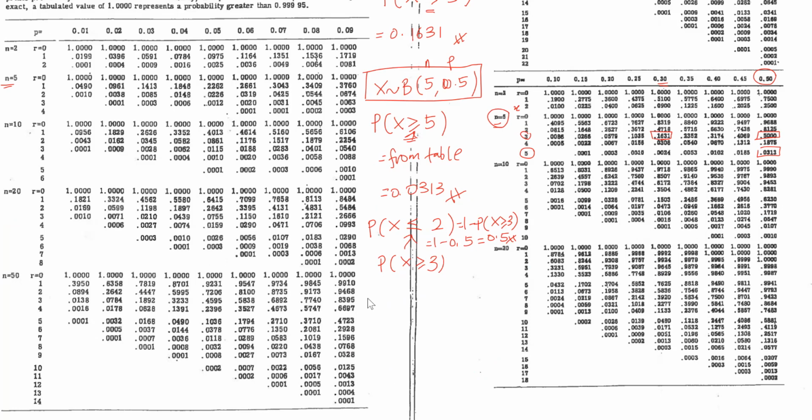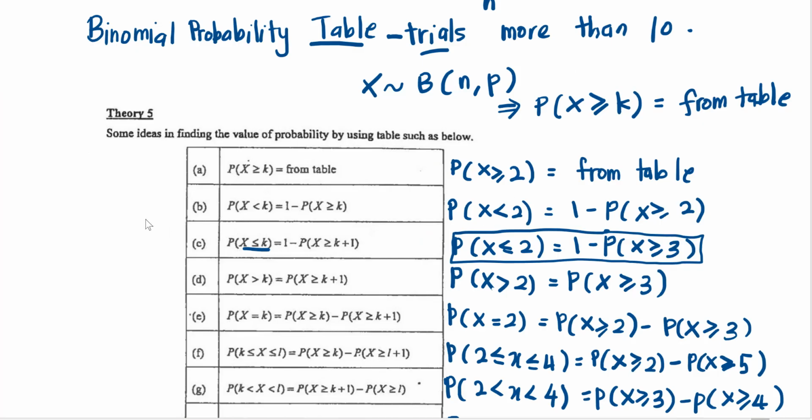Now we look at the next example. For example, we want to find the probability when X is greater than 3. Can we get the answer straight from the table? No, we cannot, because we have X greater than 3. So what is the formula? P(X > 3) is equal to P(X ≥ k+1), where k is 3 plus 1. That means we are looking for the probability of X greater than 3.